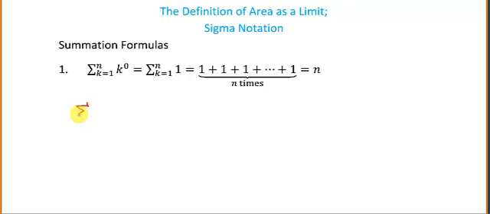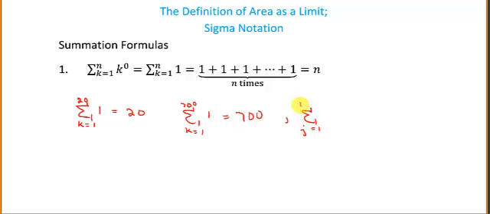So the sum as k goes from 1 to 20 of 1 is 20. The sum as k goes from 1 to 700 of 1 is 700. I could also write this as j; I could use anything I want for this index. The sum as j goes from 1 to 100 of 1 is 100. I wrote it this way because I wanted you to see that this follows a pattern.